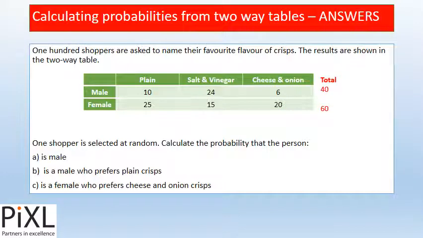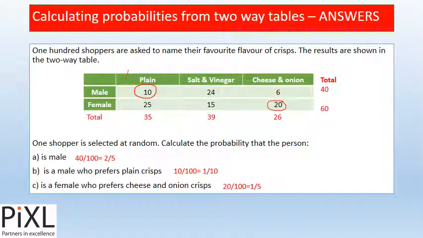Okay, so first of all, let's put the totals in. So we've got 40 on the top and 60 on the female row, which means we've got a total of 100. And then we can put in our 35, 39 and 26. So the probability someone is male is 40 out of 100, or 2/5. A male who prefers plain crisps, so the males who prefer plain crisps, here, the 10 of them, out of 100, which is a 10th. A female who prefers cheese and onion crisps, so a female who prefers cheese and onion crisps, 20 out of 100, which is a 5th.